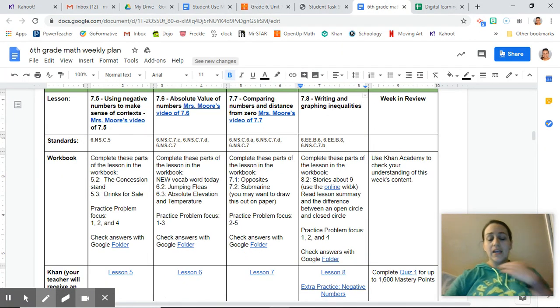This is why it says, if you look at our math document here, that it would be a really good idea to read the lesson summary and know the difference between an open circle and a closed circle. Look closely at those examples, and that's going to help you out with practice problems 1, 2, and 4, or if you opt for the con, it will help you out with that as well. And you will come across these in Freckle as well, depending on what level you're on. But they are in there.